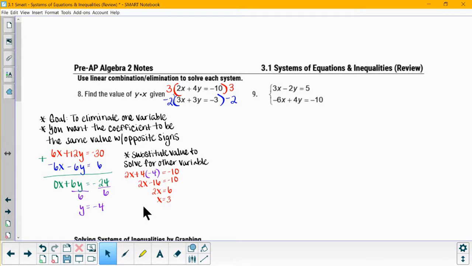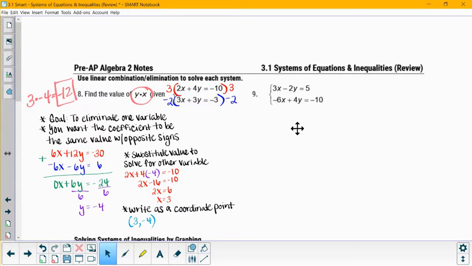Now, for a general solving problem, you're going to want to write your answer as a coordinate point, 3, negative 4. But for this particular problem, when I multiply y times x, I get 3 times negative 4, which is negative 12. This would be my answer for this problem.